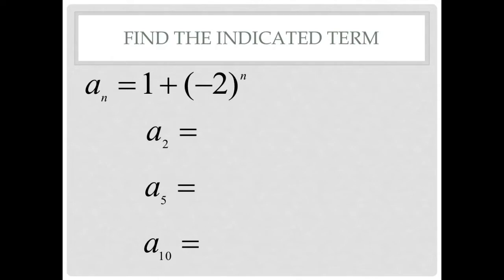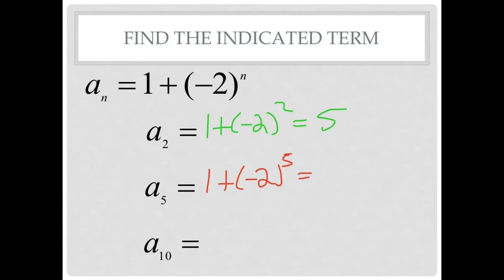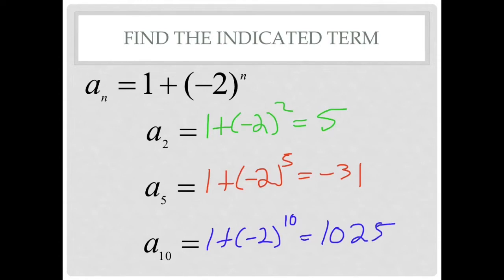Alright, let's go ahead and attempt this. So if I wanted to find the second term, I would plug in a 2 for n, so 1 plus negative 2 to the second, which would give me 1 plus negative 2 squared is 4, so 1 plus 4, and that is 5. Finding my fifth term, I would plug in a 5 for n, so 1 plus the quantity negative 2 to the fifth, which gives me negative 32 plus 1, and that is negative 31. And finally, if I plug in a 10, then I get 1 plus negative 2 to the 10th. And that's going to give me a positive 1024 plus 1, which is 1025.